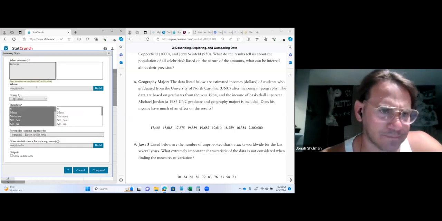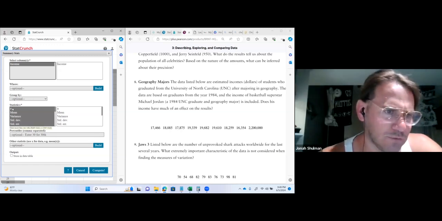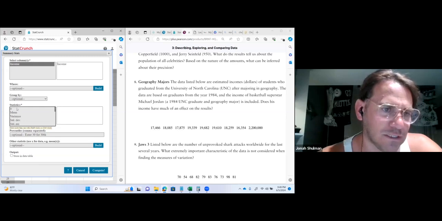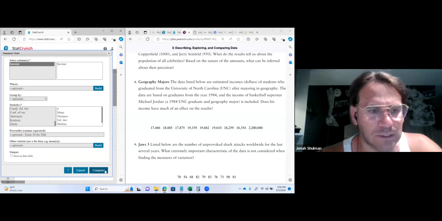We want a column here, the income. Remember it's control to get rid of a selection. So we'll take mean, standard deviation. We don't need standard error. We'll take the median and the range too. We do not need the minimum. As soon as I click another one, right? I'm putting more stuff in here just because I can. Yeah, that's fine. So we hit compute.